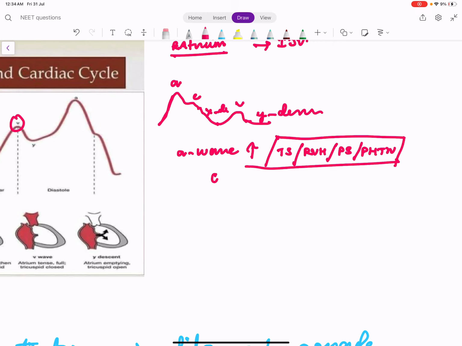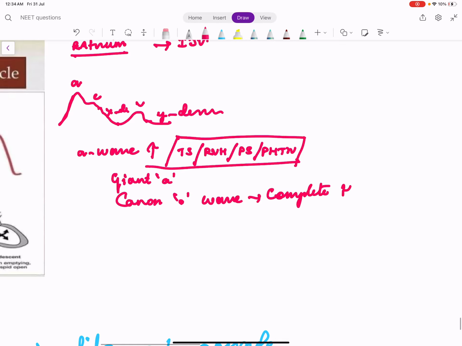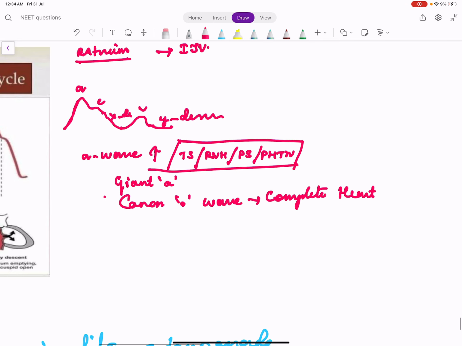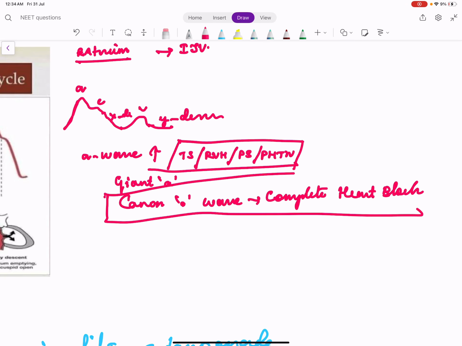So we have few conditions like giant A wave, Canon A wave. Canon A wave occurs in heart failure, heart block, complete heart block. Because of the AV dissociation, atrium contracts separately, ventricle contracts separately. So since they both contract separately, the blood from the atrium never reaches the ventricle. So the atrium will have a very large pressure. That's what is called as Canon A wave. Occurs in complete heart block. Can remember it as a one-liner.